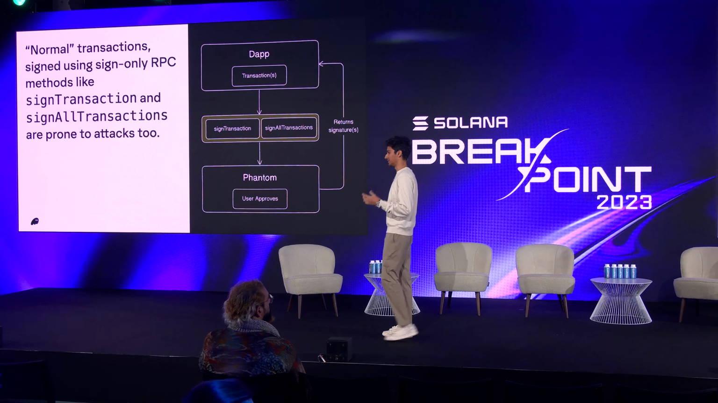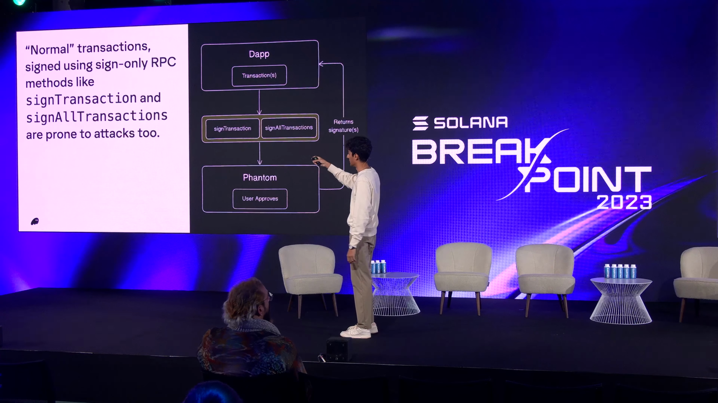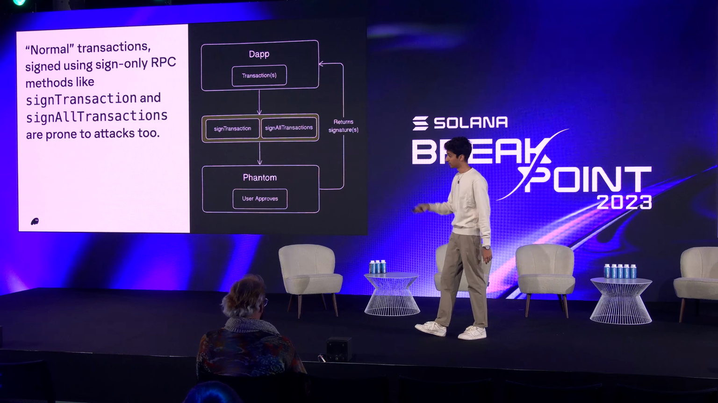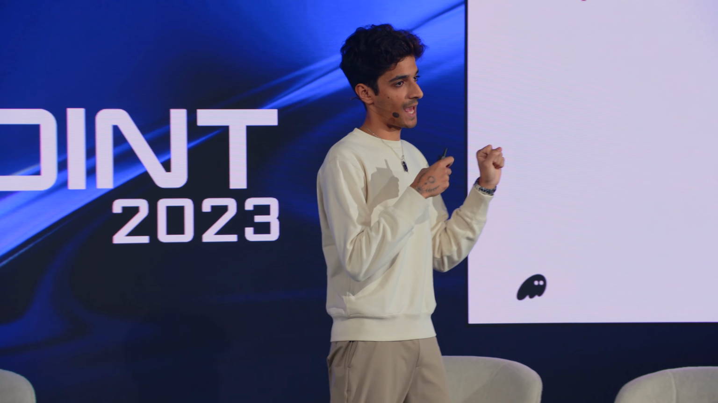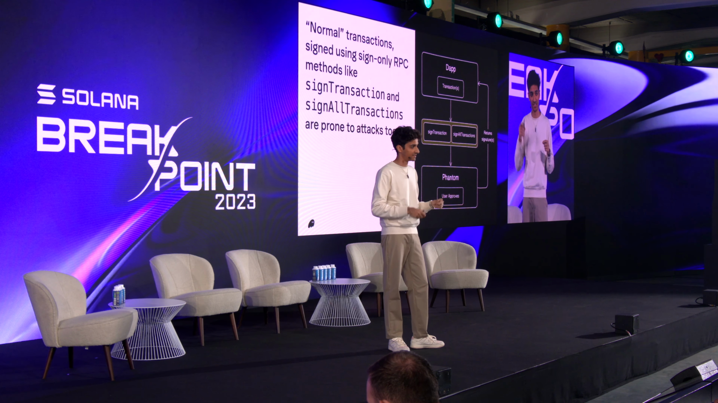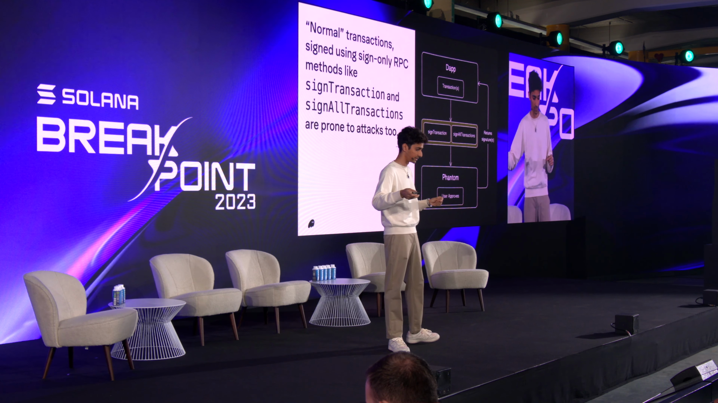This flow of events is for explaining what sign and sign all transactions are. So the dApp creates these transactions. They use the RPC methods for sign transaction and sign all transactions. As soon as the wallet gets this request, the wallet shows this signature request to the user, who approves it, and then the wallet sends the signed transactions back to the dApp. And then it's the dApp who actually sends these signed transactions to the RPC endpoint. That is how sign transaction and sign all transactions work.